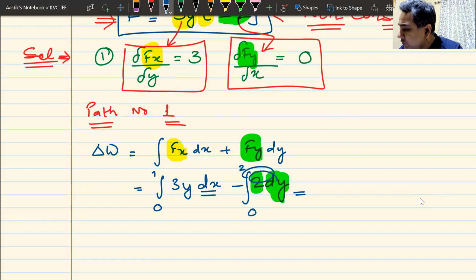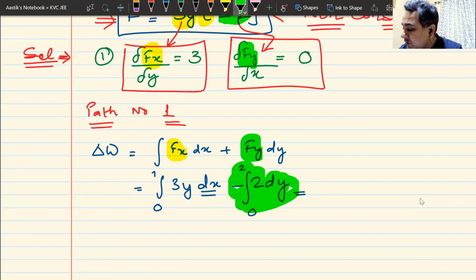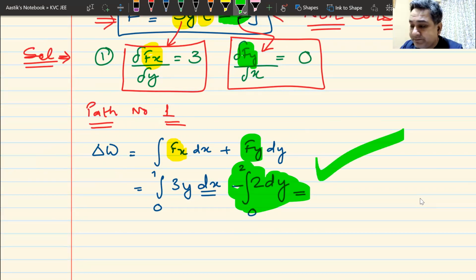Now, as you can see, one part is pretty simple. This green part is pretty simple because it has got nothing to do. 2 is a constant, so 2 will come out. It is the integral of dy, and the integral of dy is y. You can put the limits and get the answer to this one. Green is not a problem. Green is a simple integral and can be done.